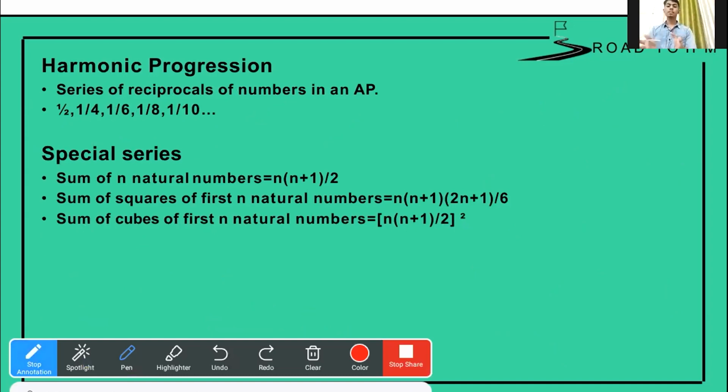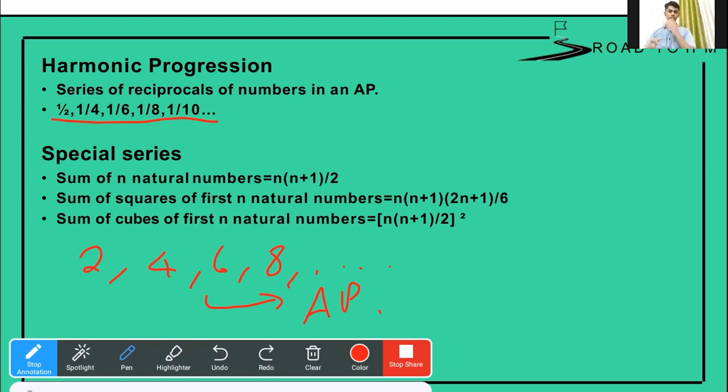The easy way is using these examples. I want you to find the reciprocal of each and every term of this particular example. First one, reciprocal of half is 2. 1 by 4 is 4. 6, 8, and so on. What is this series? It is an AP. So basically HP is a series of reciprocals of numbers or elements in an AP.